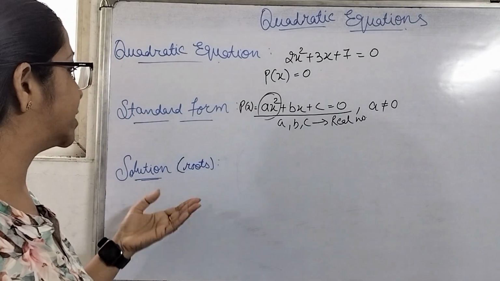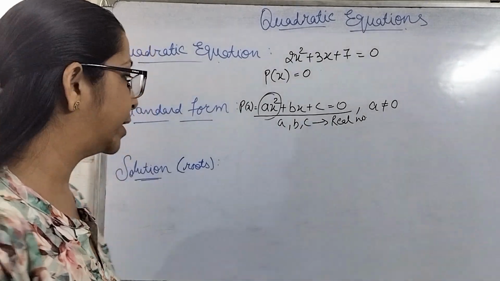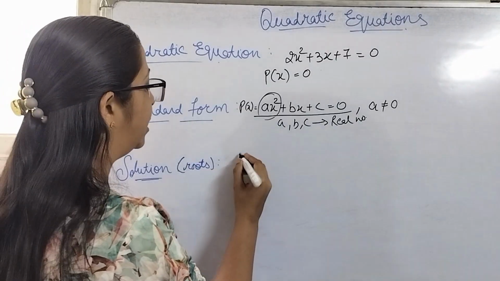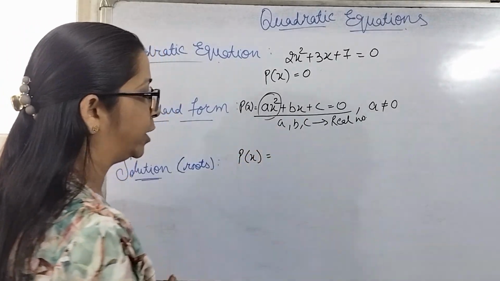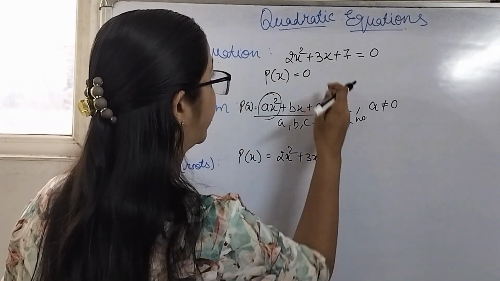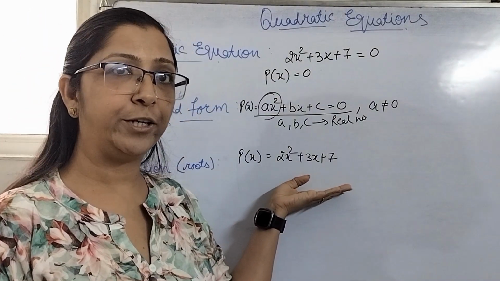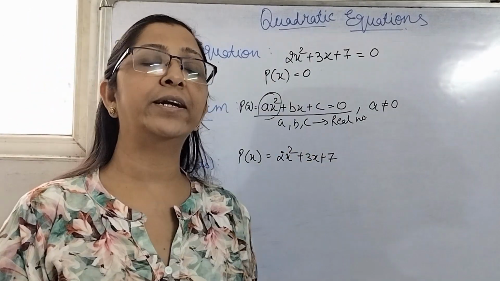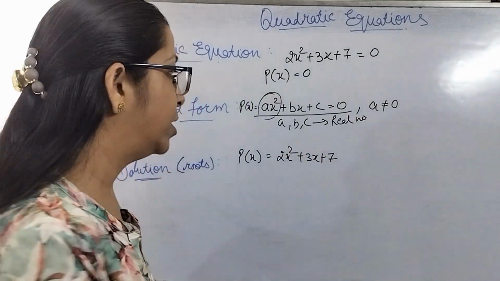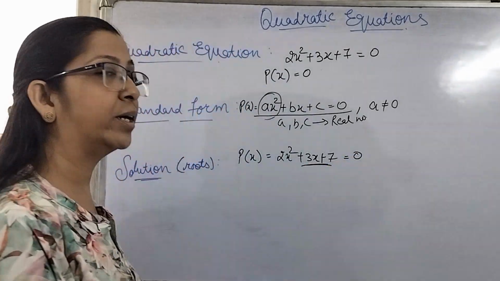Now let's see what are the solution and the roots of a quadratic equation. We have seen in the chapter Polynomials that the zeros of a quadratic polynomial, like p(x), suppose it was 2x square plus 3x plus 7, this is the quadratic polynomial we have taken. Whatever the zeros of this quadratic polynomial are, those will be the roots of the quadratic equation also. Both are the same.